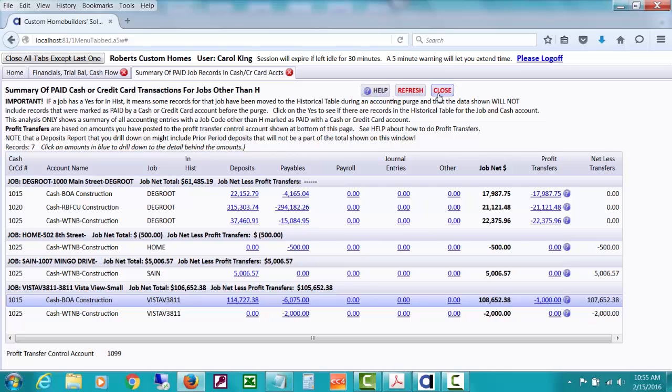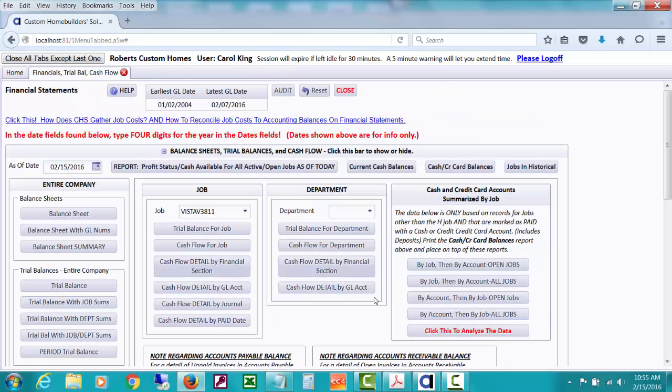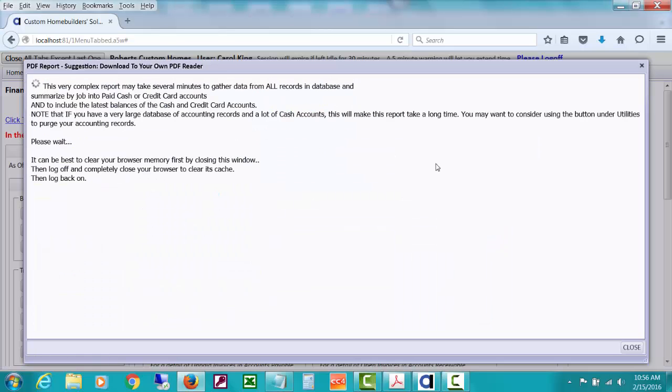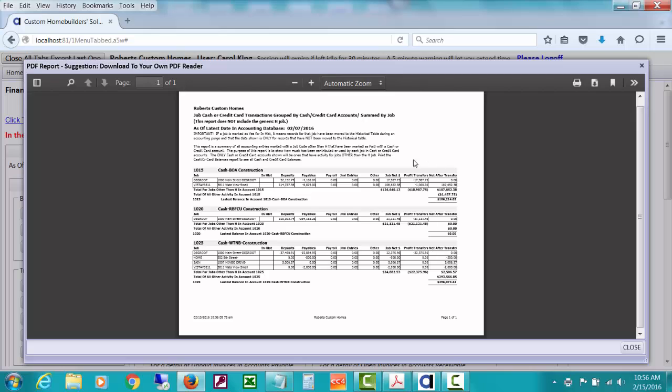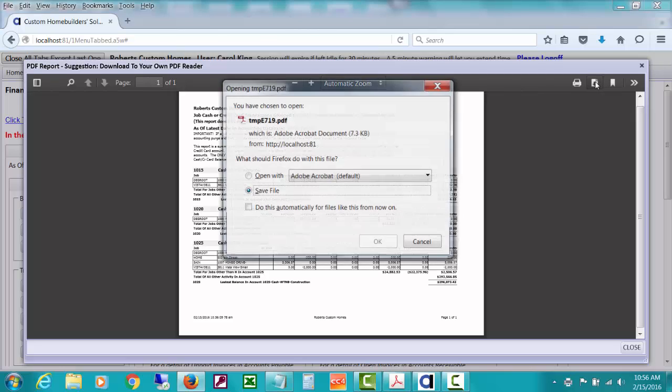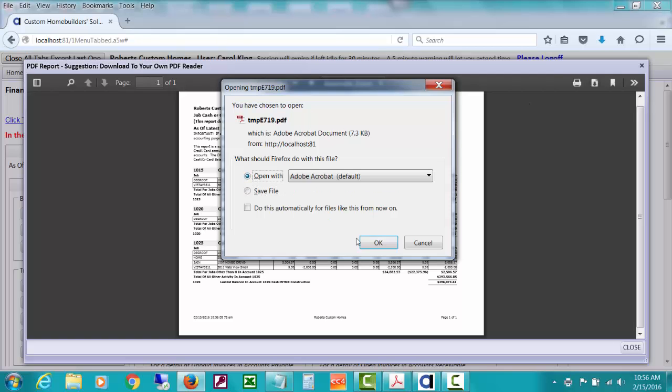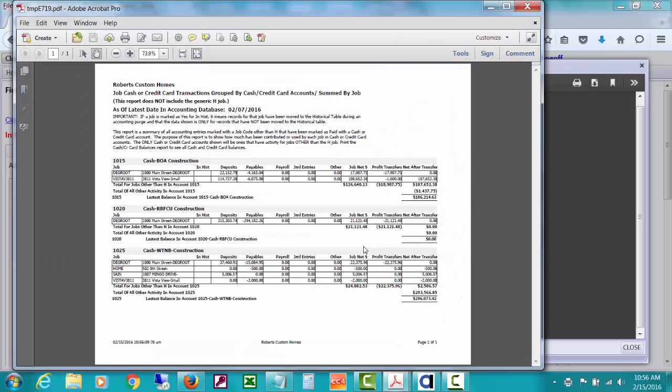Now let's take a look at something else here. We can also see by checking account and then by jobs. So we can do this. This is a big PDF report. We can't do it in HTML because it's actually doing some linking reports, and it doesn't like to do it, but you'll be much better off looking at this if you use the little download icon and get it open in your own Adobe Acrobat Reader. And we'll take a look at this.